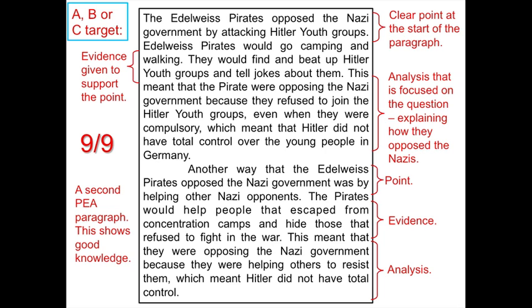Have a look over your own answer. If you answered about the White Rose group, the knowledge will be different, but the structure will be the same. So you're looking for a point, some evidence from your knowledge, and analysis to explain how that was opposing the Nazis. Annotate your own answer. What have you done well? What do you need to do to improve?